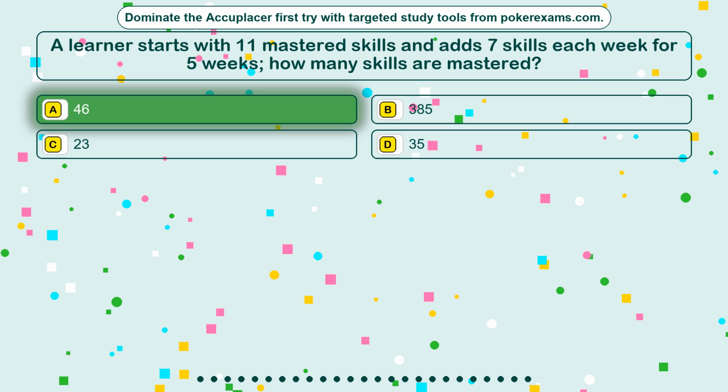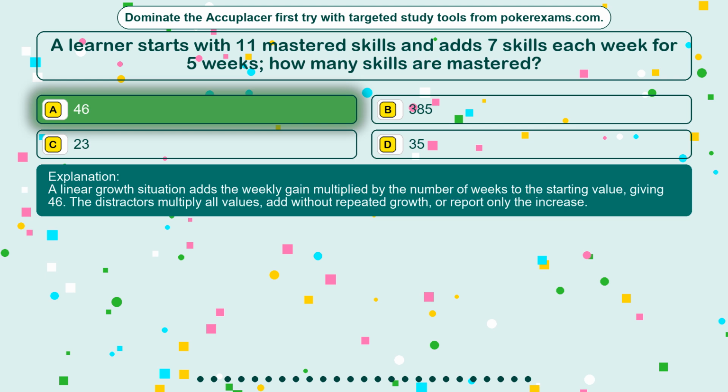The correct answer is option A, 46. A linear growth situation adds the weekly gain multiplied by the number of weeks to the starting value, giving 46. The distractors multiply all values, add without repeated growth, or report only the increase.